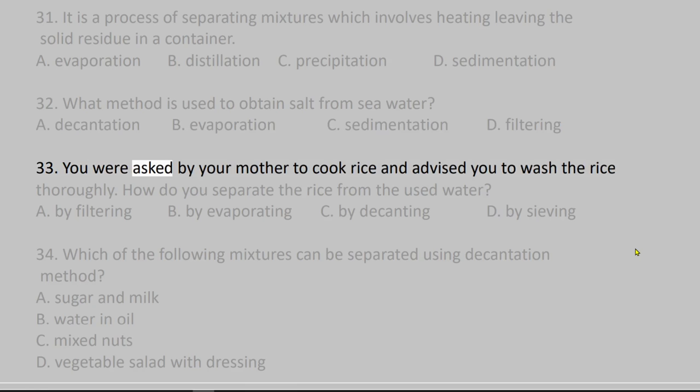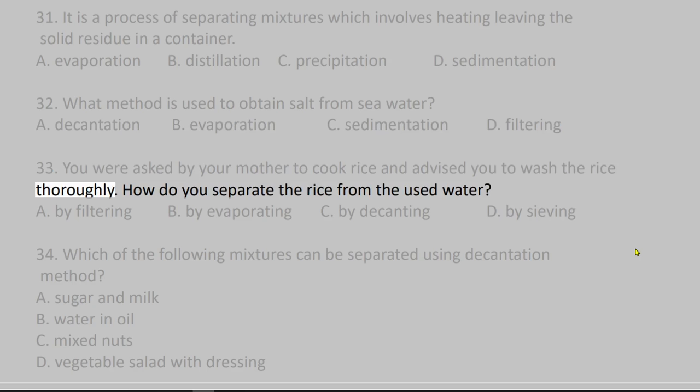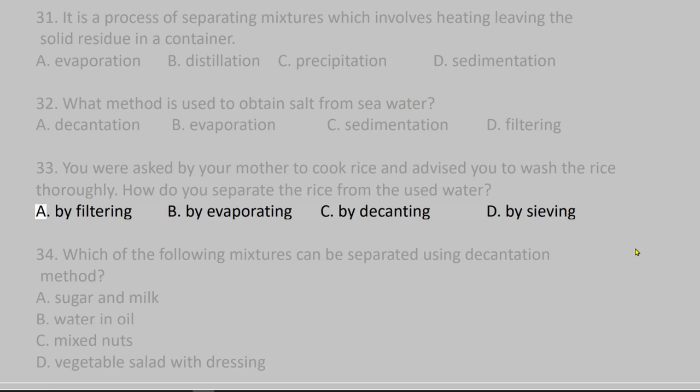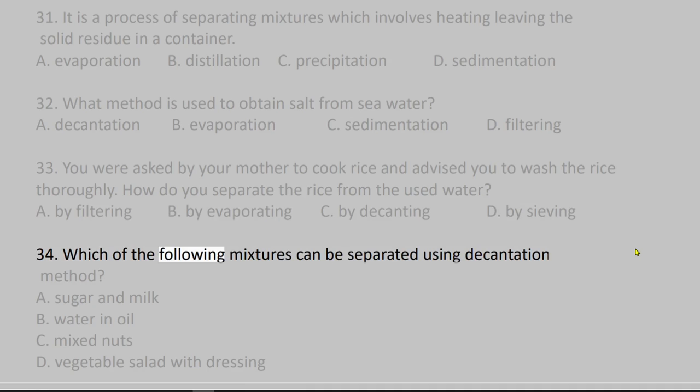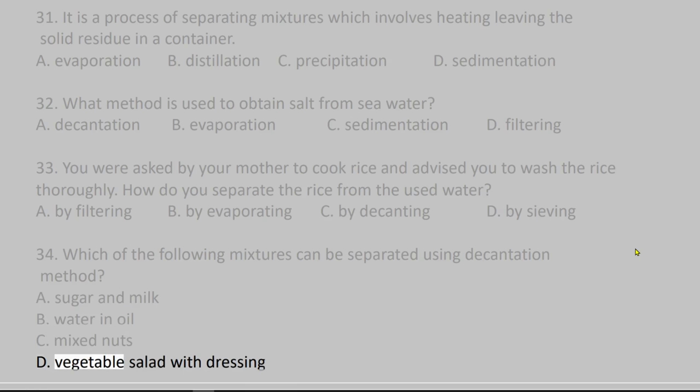33. You were asked by your mother to cook rice and advised you to wash the rice thoroughly. How do you separate the rice from the used water? A. By filtering. B. By evaporating. C. By decanting. D. By sieving. 34. Which of the following mixtures can be separated using decantation method? A. Sugar and milk. B. Water in oil. C. Mixed nuts. D. Vegetable salad with dressing.